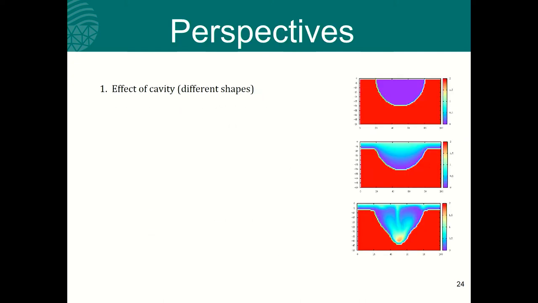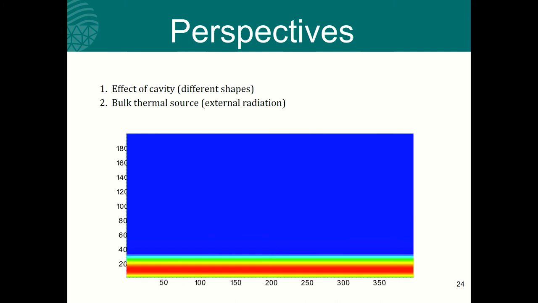For future work, we plan to analyze the system with cavity and see the effect of any form of cavity. At the moment, we put a circular cavity and a box in our simulation. The effect of bulk heating, which is also important, is due to radiation, and it is what is happening, in fact, in reality.